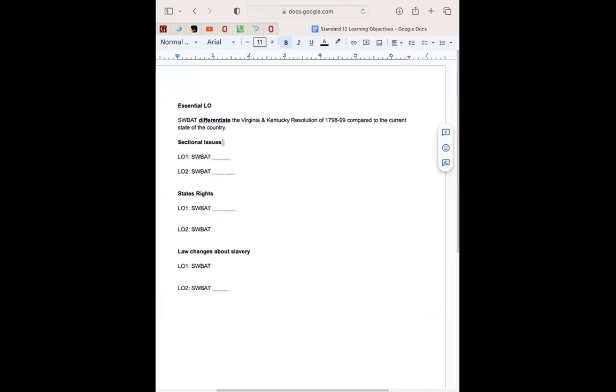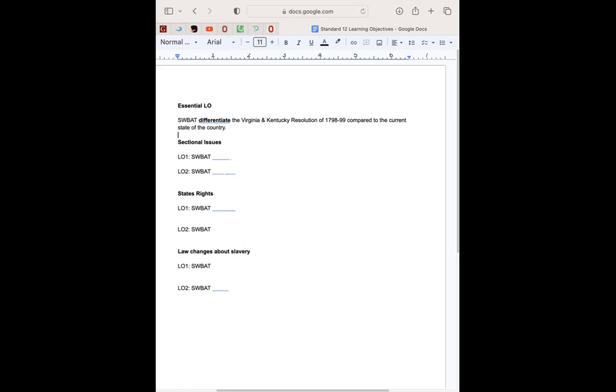If you take a look here, we have the 3 topics that we broke down. I started off with the essential learning objectives. Remember at the beginning, it mentioned the Virginia and Kentucky resolution. So I put: students will be able to differentiate the Virginia and Kentucky resolution of 1798 to 99 compared to the current state of the country. Thinking about this, students will have to recognize and remember what that resolution was as it relates to states' rights, and then be able to determine where the country happens to be at the current time period. Significant events have happened from the 1700s to the 1800s, which leads us to the Civil War.